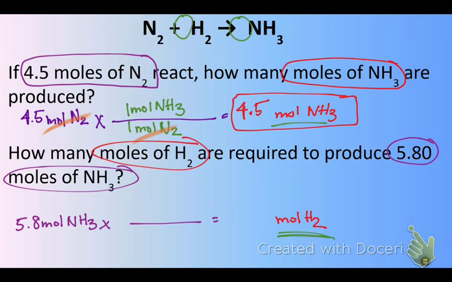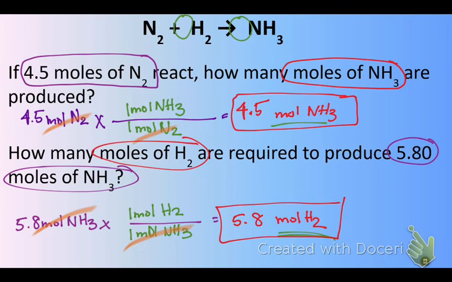The units I want go on top. So we're going to do 1 mole H2 goes on top, and 1 mole NH3 goes on the bottom. I know I set this up correctly because my units and compounds cancel. 5.8 times 1 divided by 1 gives us 5.8 moles of H2. And that's it.